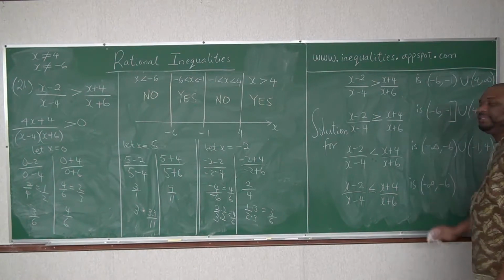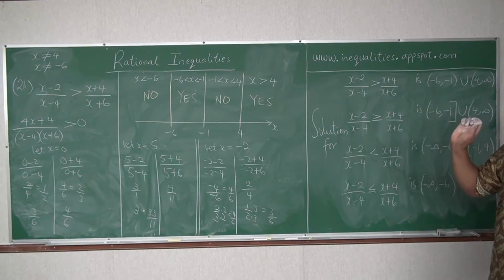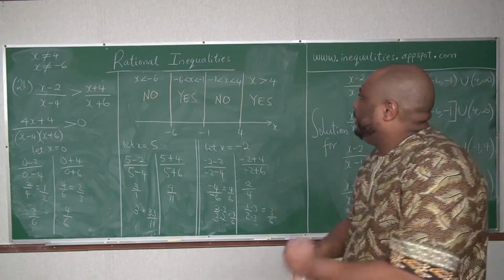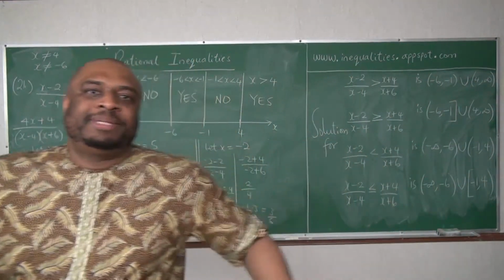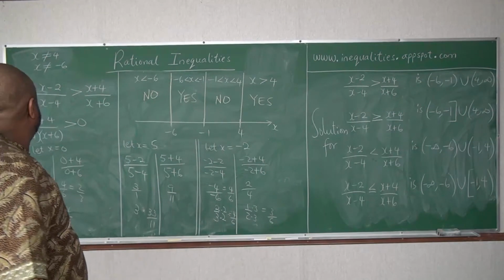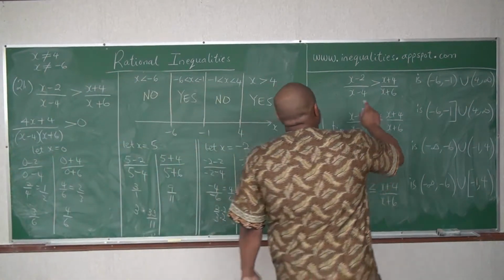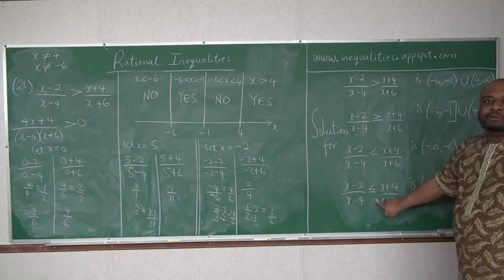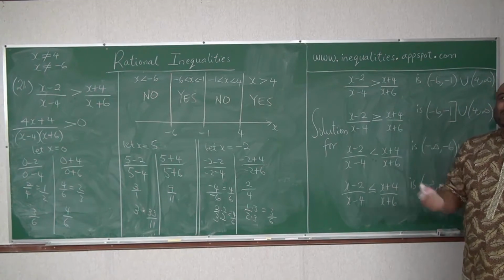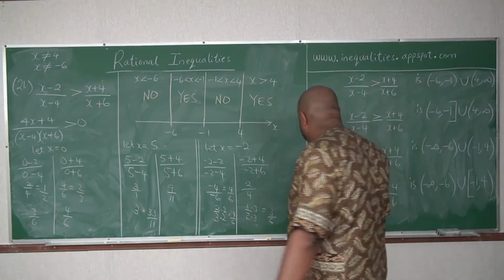negative 6. Negative 6 is not included in the domain, so leave it open. Union, negative 1 is included, negative 1 included to 4, open. Okay? That becomes the answer. Does it make sense? Alright, so this is 21, 22, 23, 24. So the next question is 25.